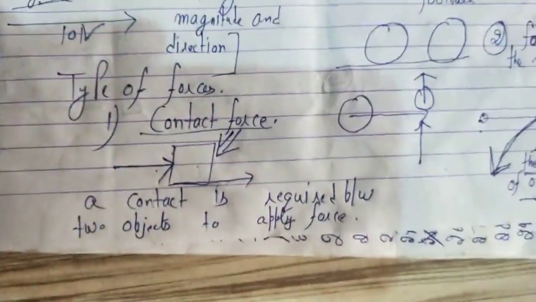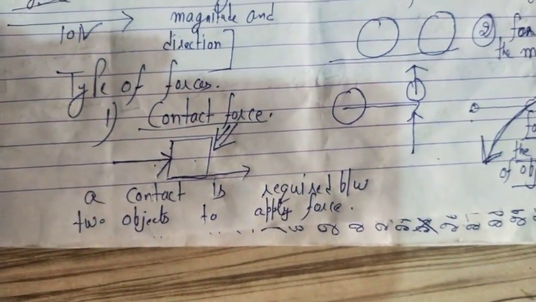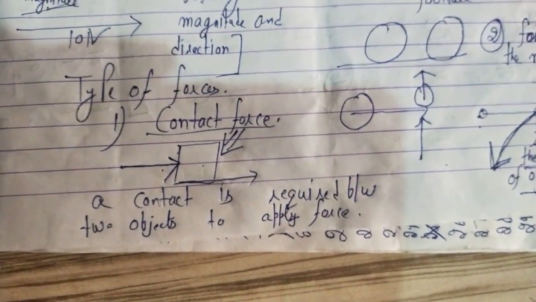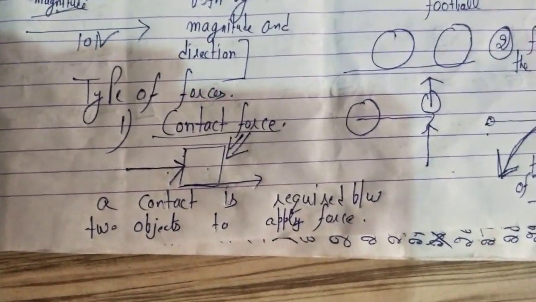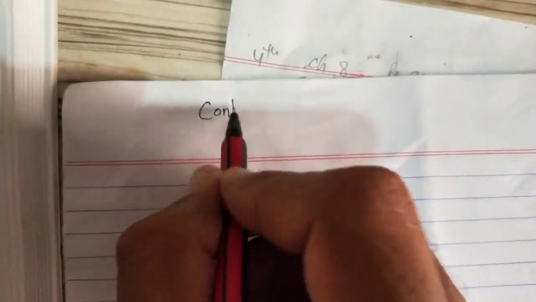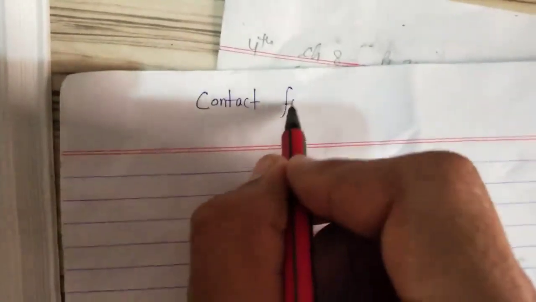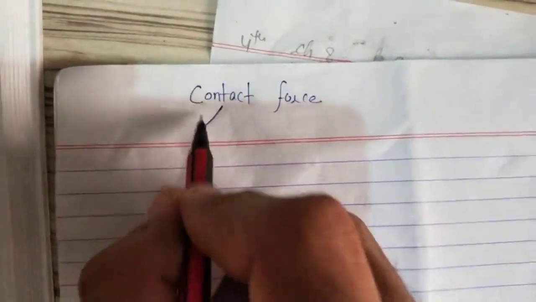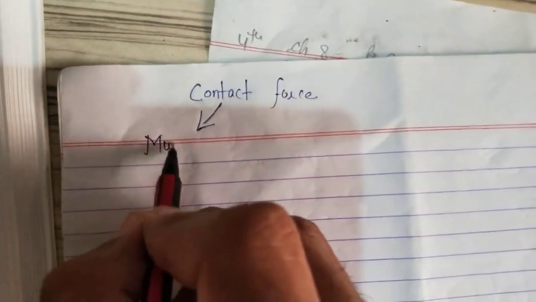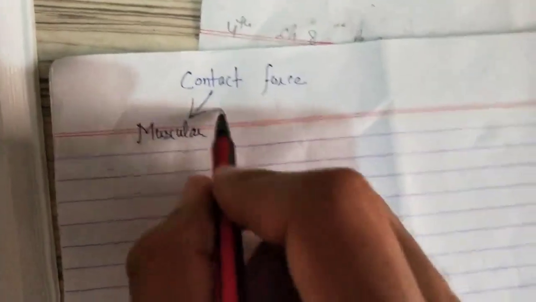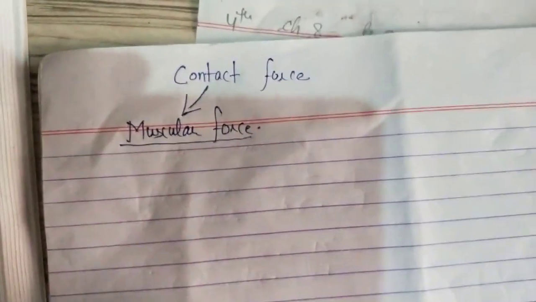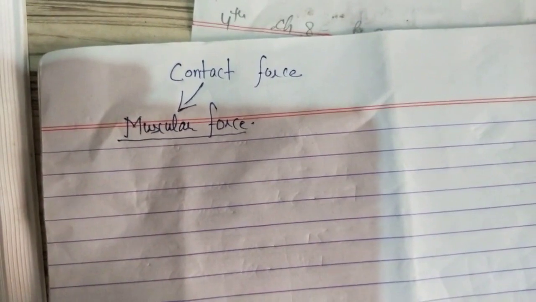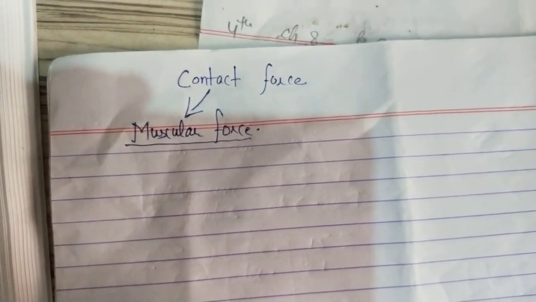Like this. So what is a contact force? Contact force is that force in which contact is required with an object to apply the force. So contact forces are of two types. One is muscular force. So what is this muscular force? The force applied by our muscles is known as muscular force. You are pulling the table with your muscles. That is a muscular force.